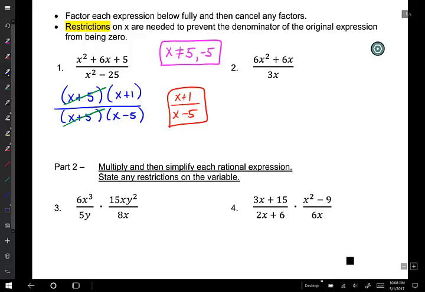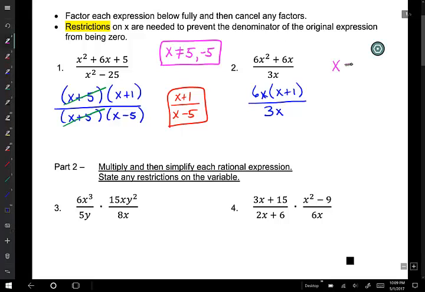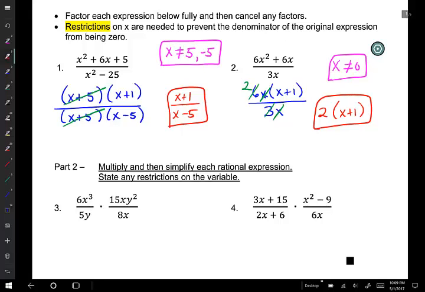On number 2, I hope you quickly realize that in the numerator there's a GCF of 6x, and so we're going to factor that 6x out, leaving me with x plus 1 in the numerator. In the denominator I have a 3x. The values in the denominator that will make this equal to 0 are 0 itself, so x cannot be 0 as a restriction. Then we look at what's going to cancel. One of the x's cancels, and the 6 and the 3 cancel to the 2 in the numerator. That's going to leave me an answer of 2 parentheses x plus 1. So here's just very simple: factor, cancel, and then state your restrictions.